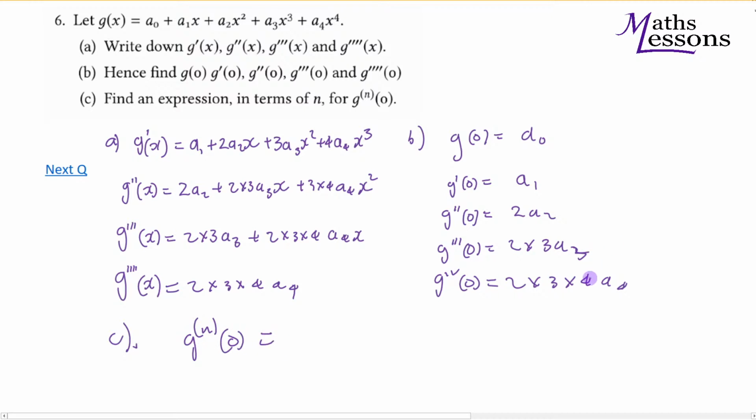Now, hopefully what you've noticed here is I keep timesing by an extra number each time. We start off with 1a1, then 2a2, then 2 times 3a3, 2, 3, 4, a4. These are basically factorials. The next one will be 2 times 3 times 4 times 5a5 if we were to go further. So effectively what we've got is n factorial, that number there, a to the n. And that will explain why we've got factorials appearing in Maclaurin's expansion later.